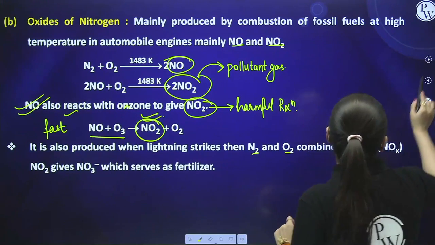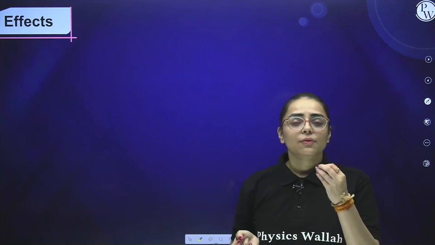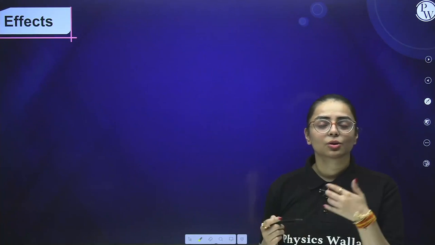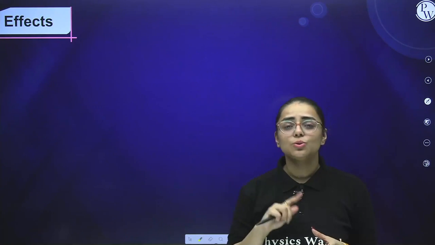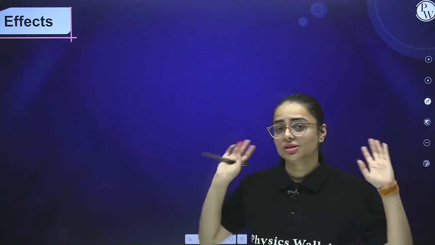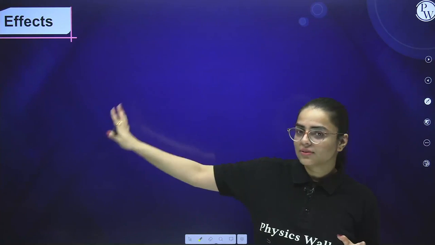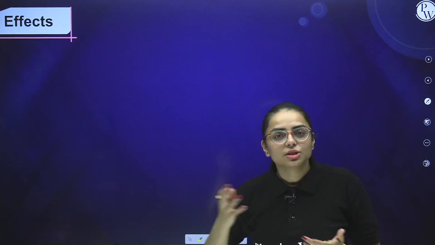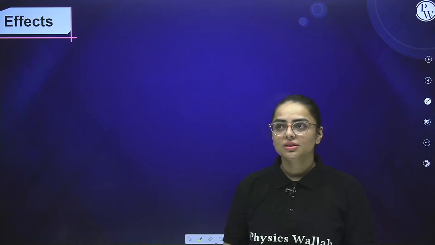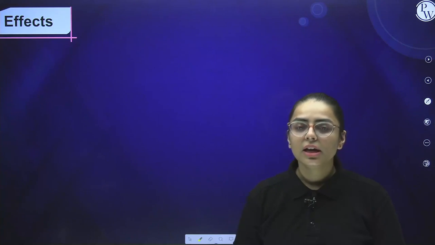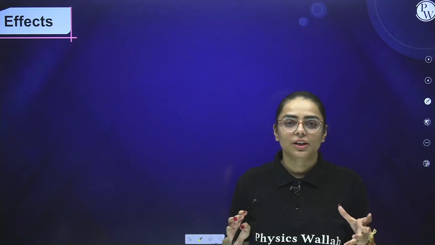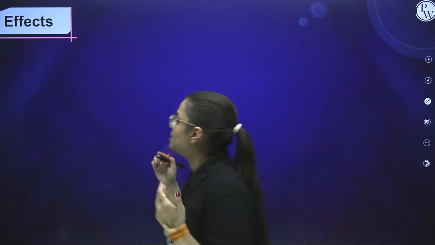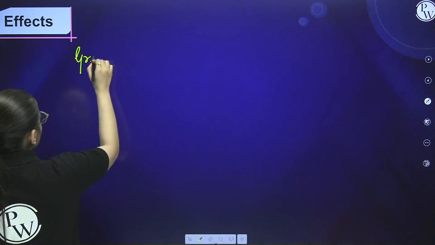Okay. Now students, moving forward towards our effect section. If I talk about effects, we have already done this. The effect is basically respiratory diseases. Now CO2 also acts as a gaseous pollutant. We have seen oxides of sulfur and oxides of nitrogen. Now another gaseous pollutant is CO2. CO2 is necessary for plants also, right? But the excess amount of CO2 can cause greenhouse effect, right? Other than this, what effects can we see? We have seen greenhouse effect.